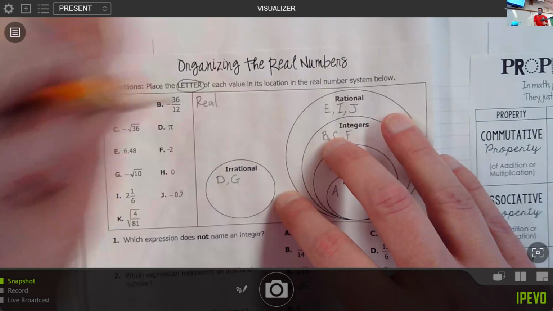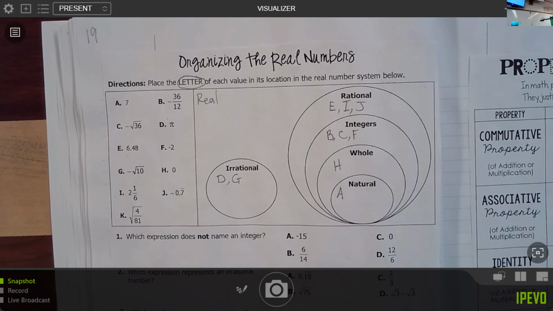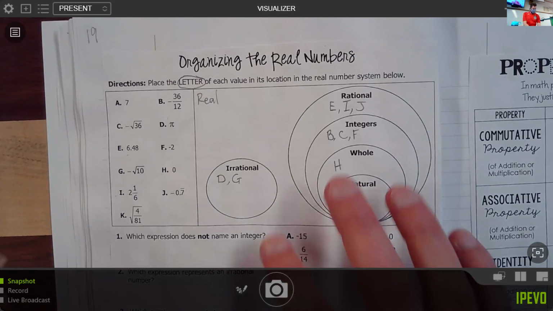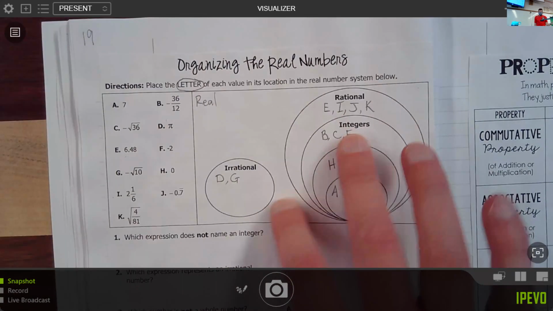And then this last one here, the square root of 4 over 81. Now, again, this is not math that we've done yet. However, if you think about what the square root of 4 is, what multiplies by itself to equal 4? 2. So this is going to be 2 over what multiplies by itself to equal 81? 9. So 2/9. So it does simplify to equal 2 whole numbers as a regular fraction, which means it is what? Rational. Yep. So K is rational, because 2/9 is a rational number.